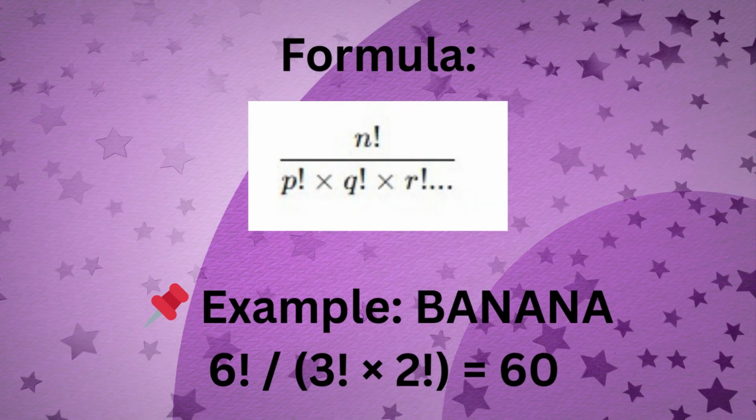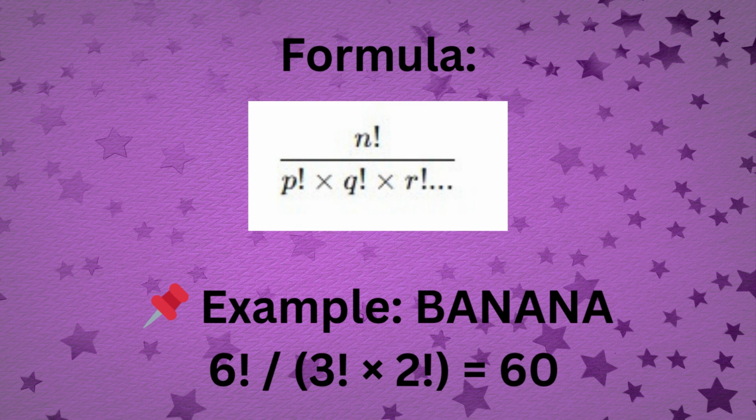Moving to the repetition cases. When items repeat, total arrangements reduce and we apply n factorial divided by the factorial of each repeated item. Let's take an example: the word banana. Total letters equals 6, so that becomes 6 factorial. But the letter A repeats 3 times, that becomes 3 factorial, and N repeats 2 times, that becomes 2 factorial. Therefore, the number of distinct arrangements becomes 6 factorial upon 3 factorial multiplied by 2 factorial, equal to 60 unique words.